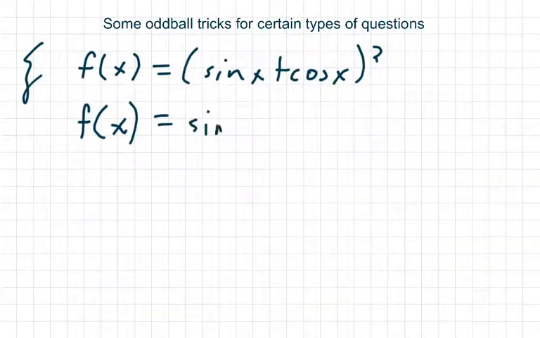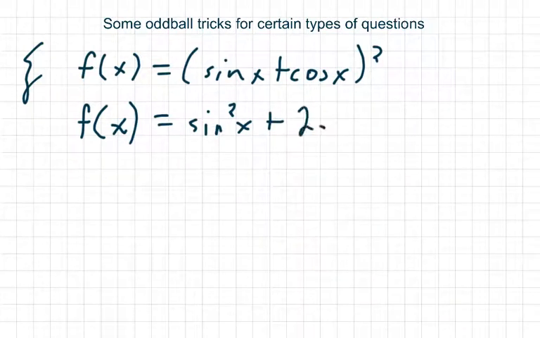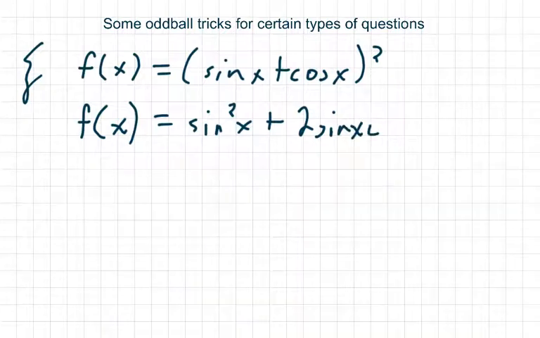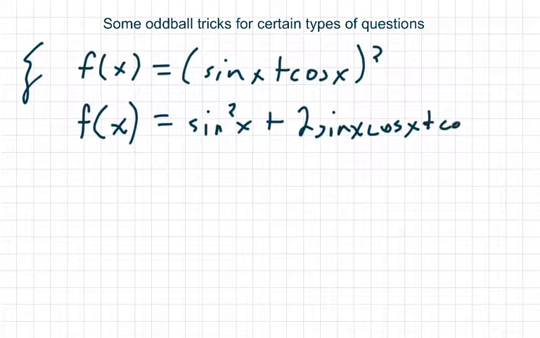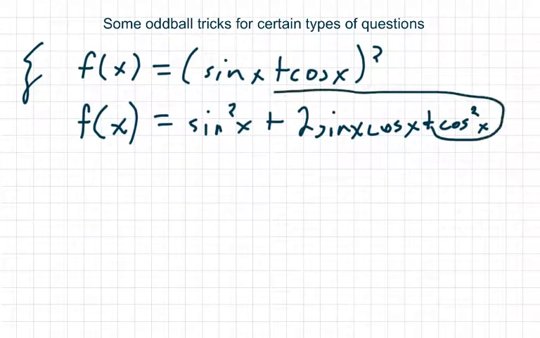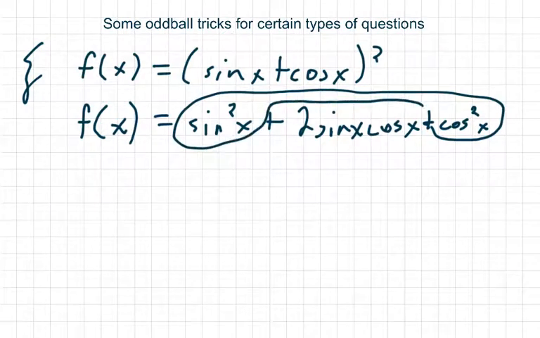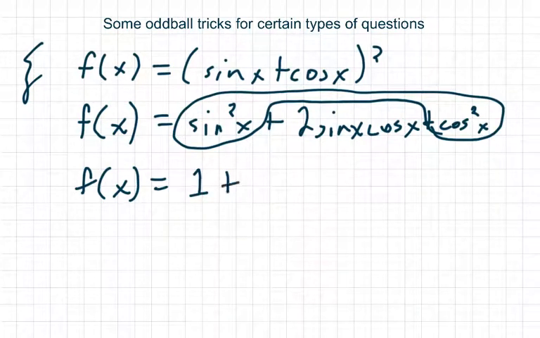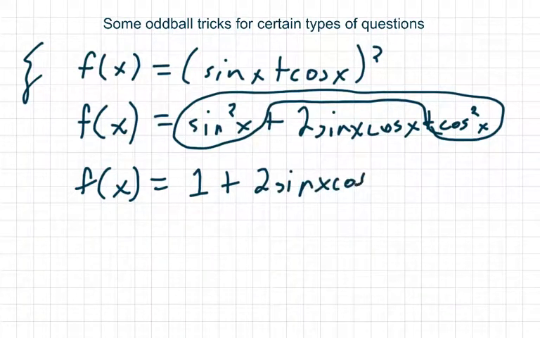So I'm going to get sine squared x plus sine cos x plus sine cos x, so 2 sine x cos x when I distribute that, and then plus cos squared x. And of course, I can see sine squared x plus cos squared x. We know what that is. So that's equal to 1 plus 2 sine x cos x.